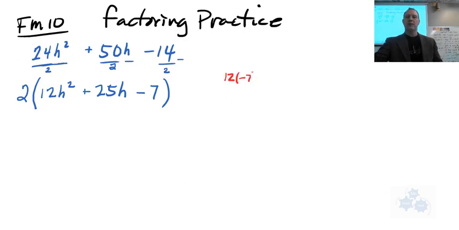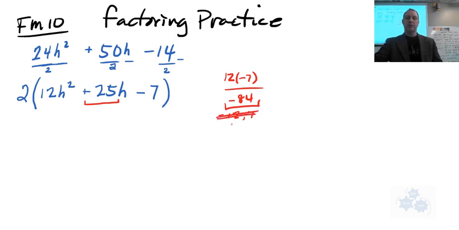So 12 times negative 7 is what? Negative 84. Okay. What are the factors of negative 84? And can we find a factor of negative 84 that adds up to 25? That's the question. So what are the factors of 84? Well, we have 7 and 12, obviously. Okay. Will any combination of plus or minus 12 and 7 add up to 25? No. So those ones are out.